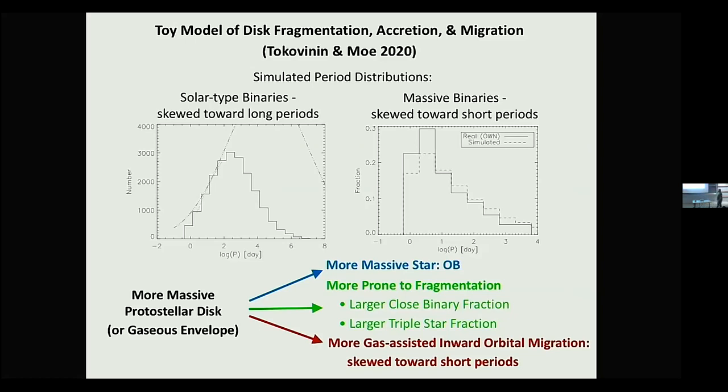70% of OB stars are in triples. And also this, by having a more massive protostellar disk, you have a higher efficiency in the inward orbital migration. If you see solar type stars, the distribution peaks at tens of AU. But look at OB binaries, their orbital period distribution is skewed towards very short periods. Again, the idea is that you've had more efficient inward migration for these more massive binaries and more massive disks.